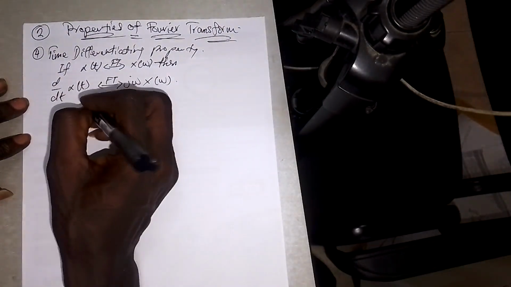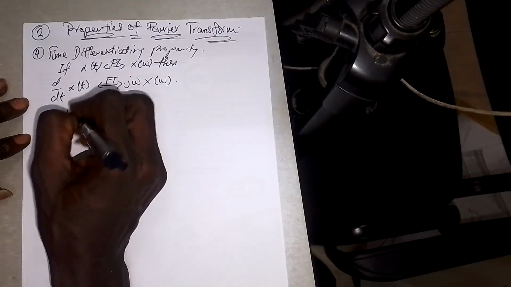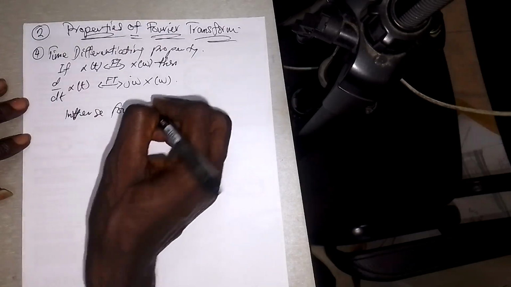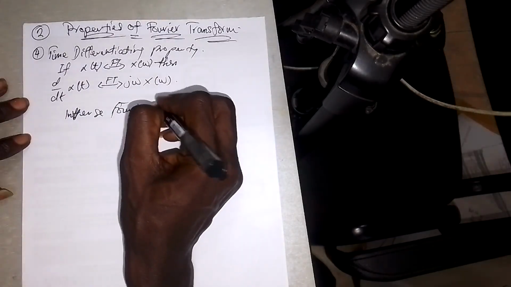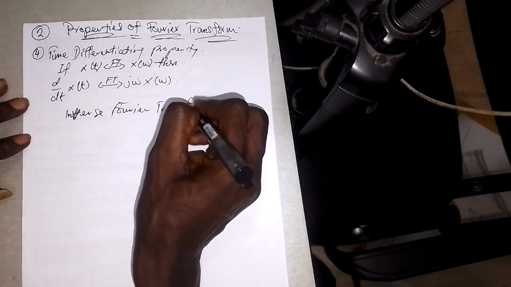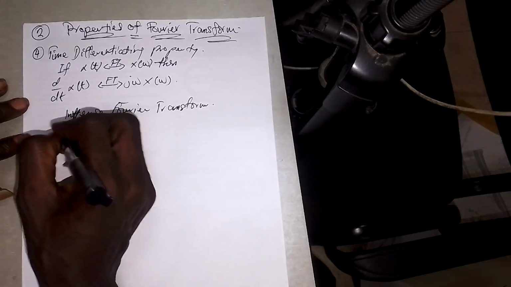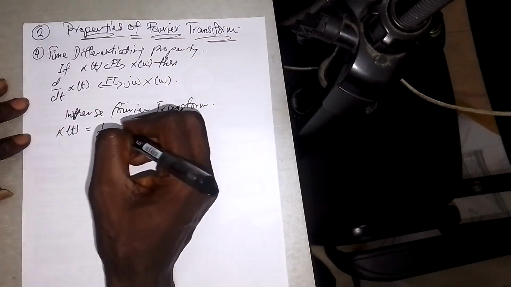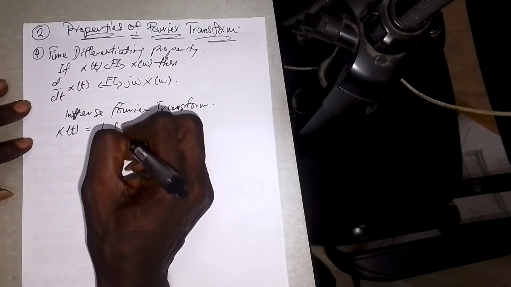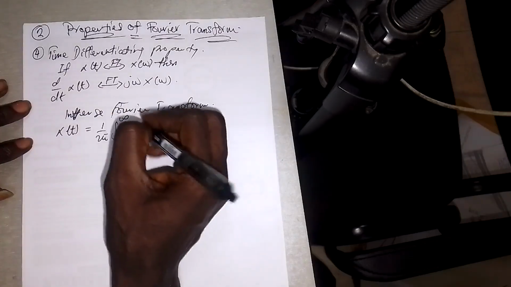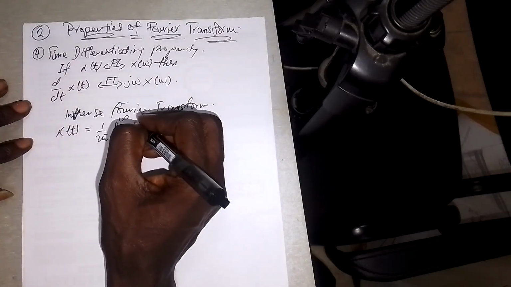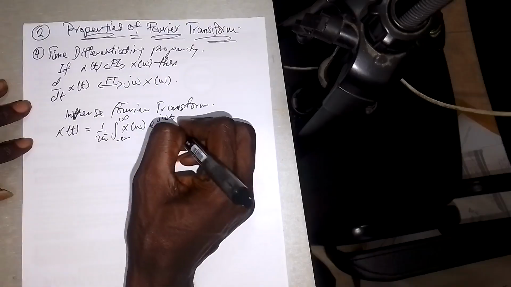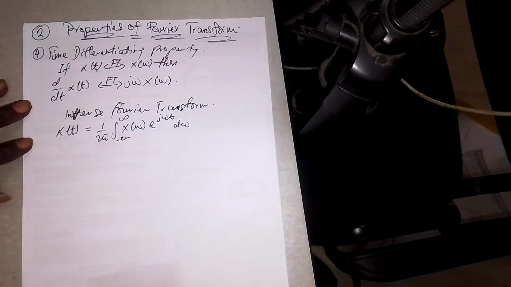Now here we will use the inverse Fourier transform. In the inverse Fourier transform, we have x of t equals 1 over 2 pi times the integral from minus infinity to infinity of X of omega times e to the j omega t d omega.